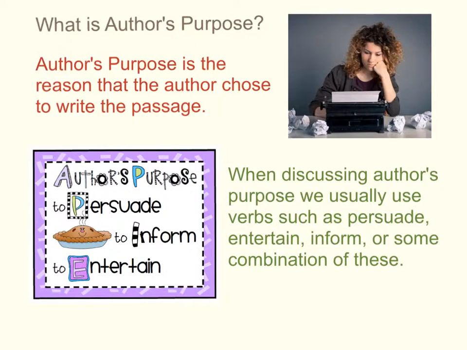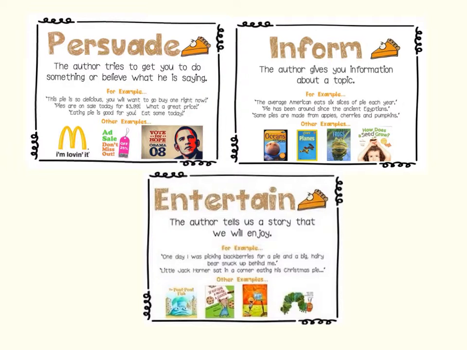When discussing author's purpose, we usually use verbs such as persuade, entertain, inform, or some combination of these. As you can see in the graphics, the terms that we use, persuade, inform, and entertain, can spell out the word PIE. P for persuade, I for inform, and E for entertain. So you can use these to help you remember that the author's purpose is as easy as pie.